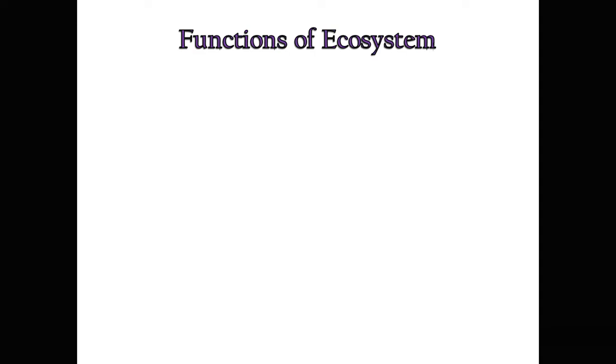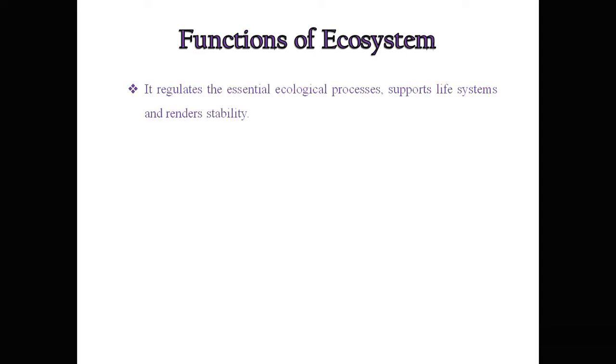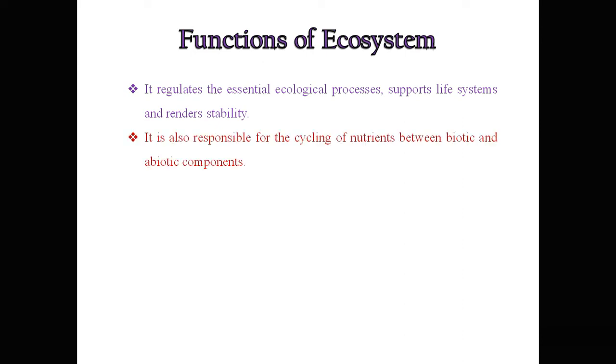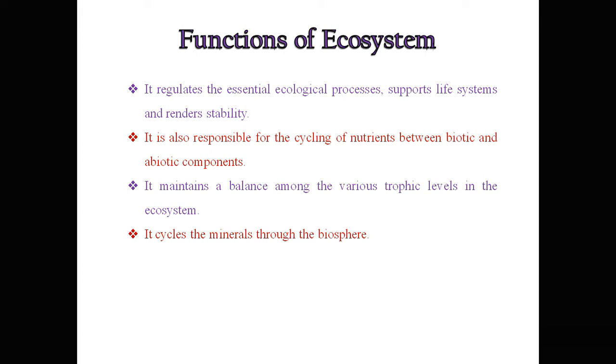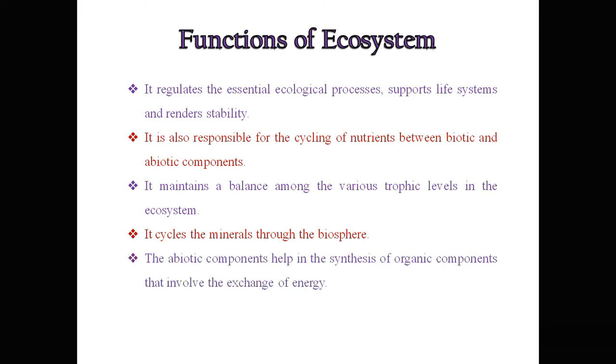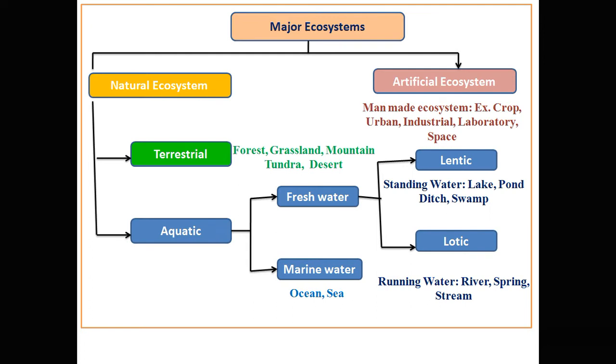What is the function of an ecosystem? The first important function of an ecosystem is that it regulates the essential ecological processes, supports life systems and renders stability. It is also responsible for the cycling of nutrients between biotic and abiotic components. It maintains the balance among the various trophic levels in the ecosystem. It cycles the minerals through the biosphere. The abiotic components help in the synthesis of organic components that involves the exchange of energy.